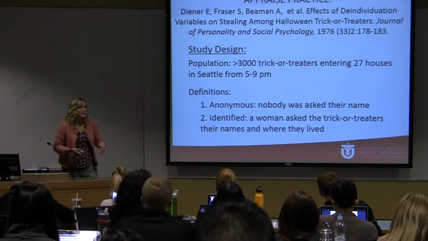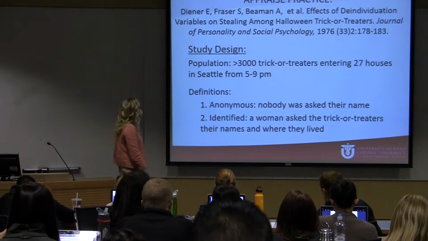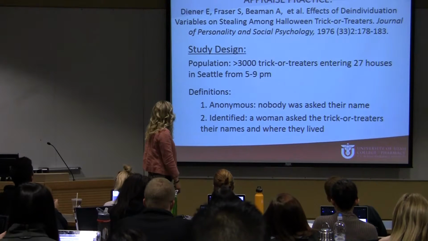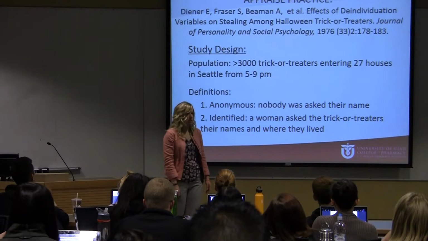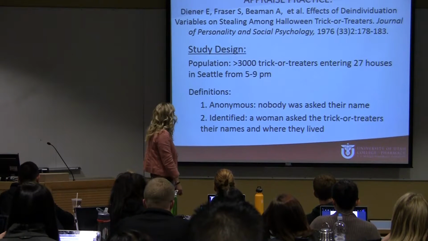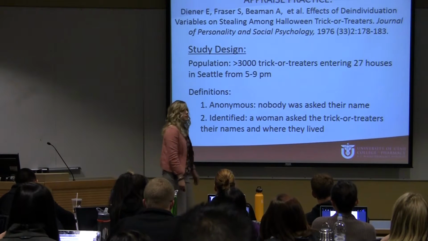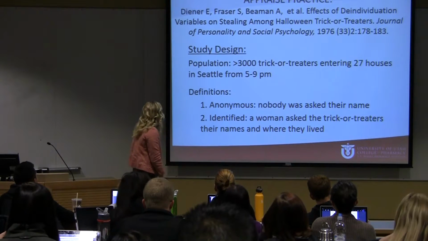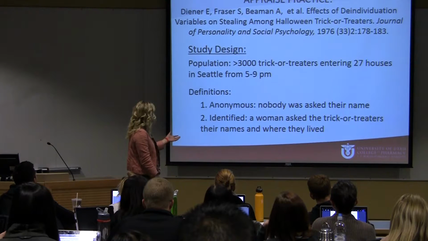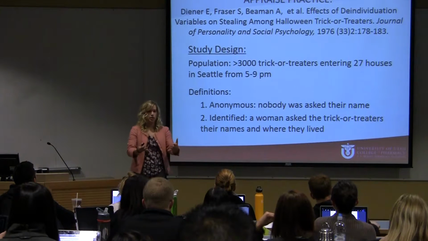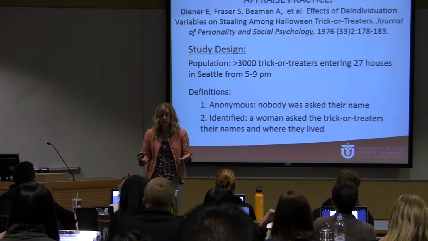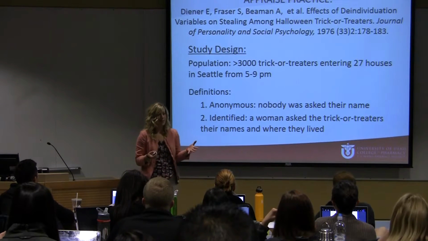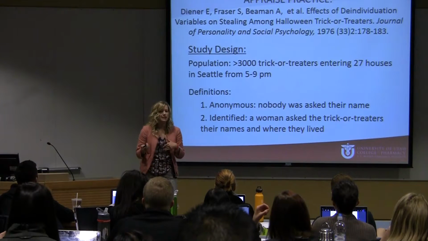So now we're going to go through an example of a study that I found with stealing trick-or-treaters. So the study design: there were over 3,000 trick-or-treaters, and they entered 27 houses in Seattle from 5 to 9 p.m. So that's our patient population. And our definitions: they were either anonymous, so no one asked their name when they entered the door, or they were identified. They were asked their name and where they lived when they walked in the door. And they tried to compare who was more likely to steal more candy.